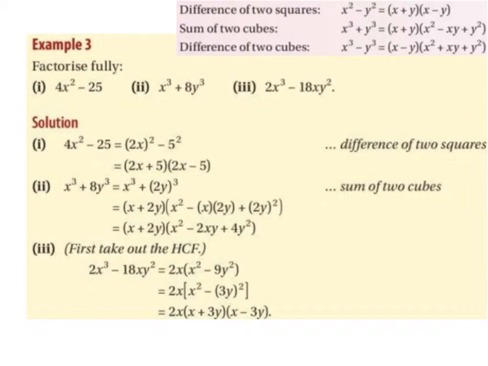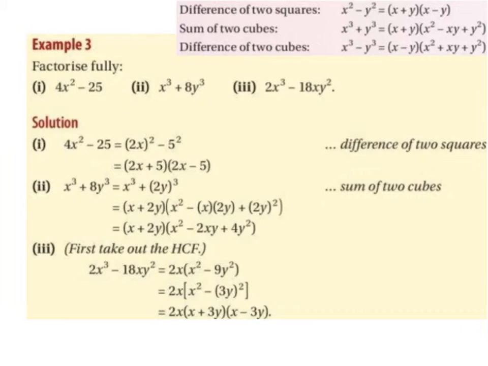So we want to have a look and see what our terms are. Well, 4 is a square number, x squared is a square number, and 25 is a square number. So for the first one, we're going to use the difference of two squares. So what we have to do is open up two sets of brackets. And we're going to have a plus in the middle of one and a minus in the middle of the other, just like we have in our formula up here.